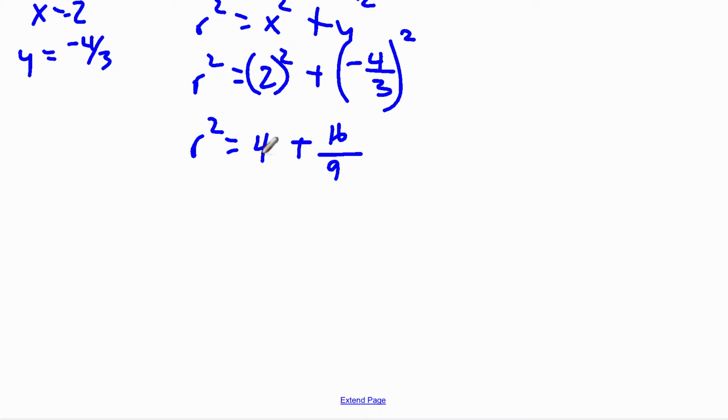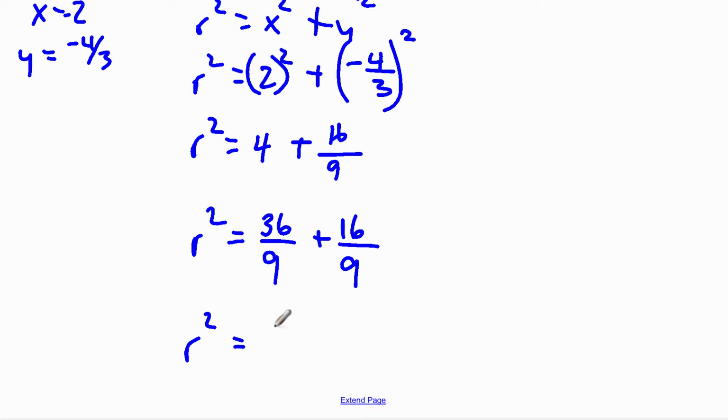Oh, I can change this so it's a ninth. So 4 is the same thing as 36 over 9. Hopefully that's right. Plus 16 over 9. So r squared is equal to 52 over 9.